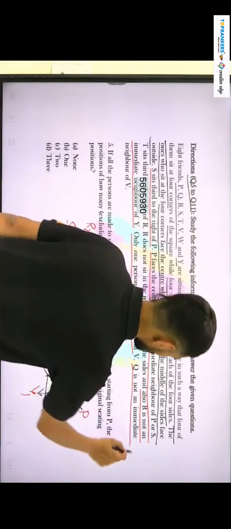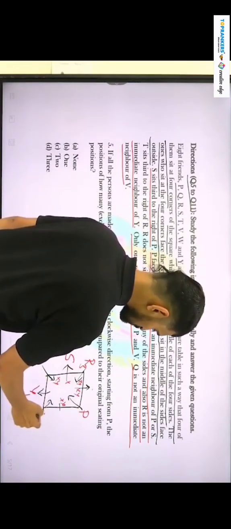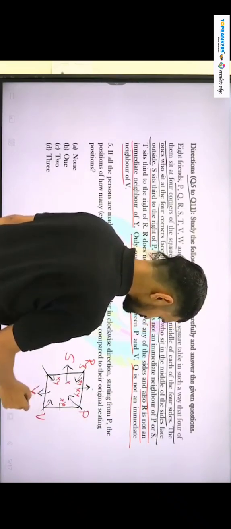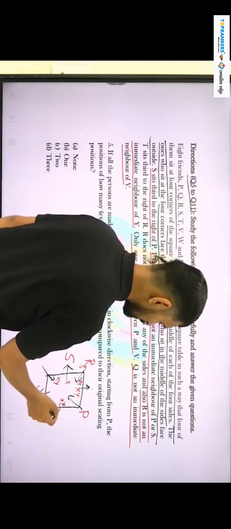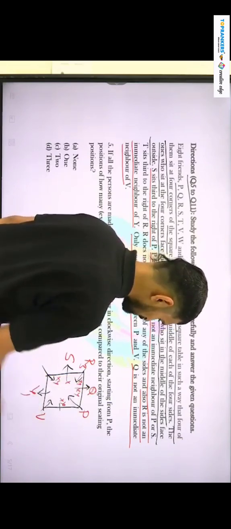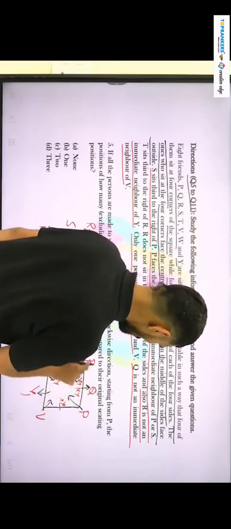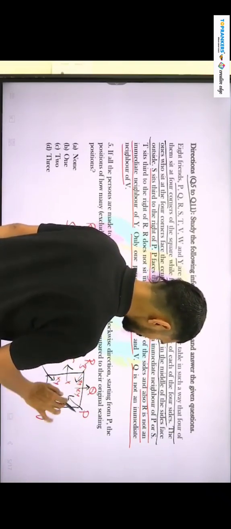Q is not immediate neighbor of V. P और V के बीच में एक person है. तो अगर मैं इस तरफ देखूं तो यहाँ तो R3 है, यहाँ पर V हो सकता है. So P and V के बीच में एक person है and that is not Q. So I'll not have Q here. I can have Q here, right? Q यहाँ हो सकता है, Q यहाँ हो सकता है, बिल्कुल हो सकता है. P, Q, R, S, T, V, W.